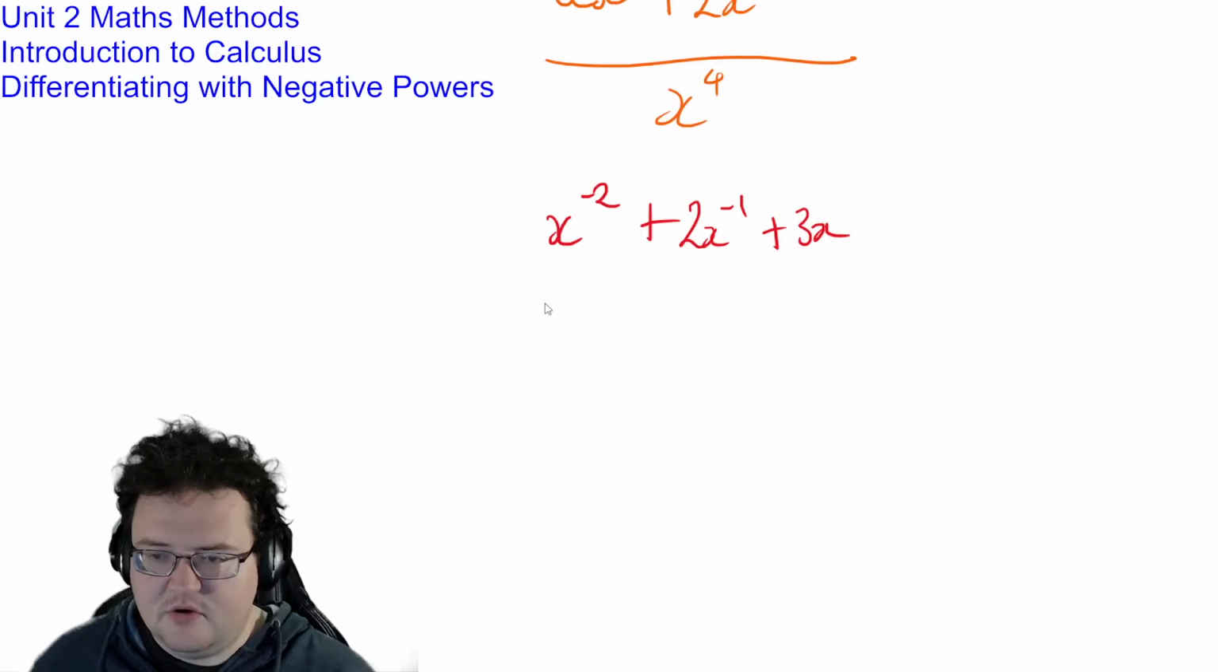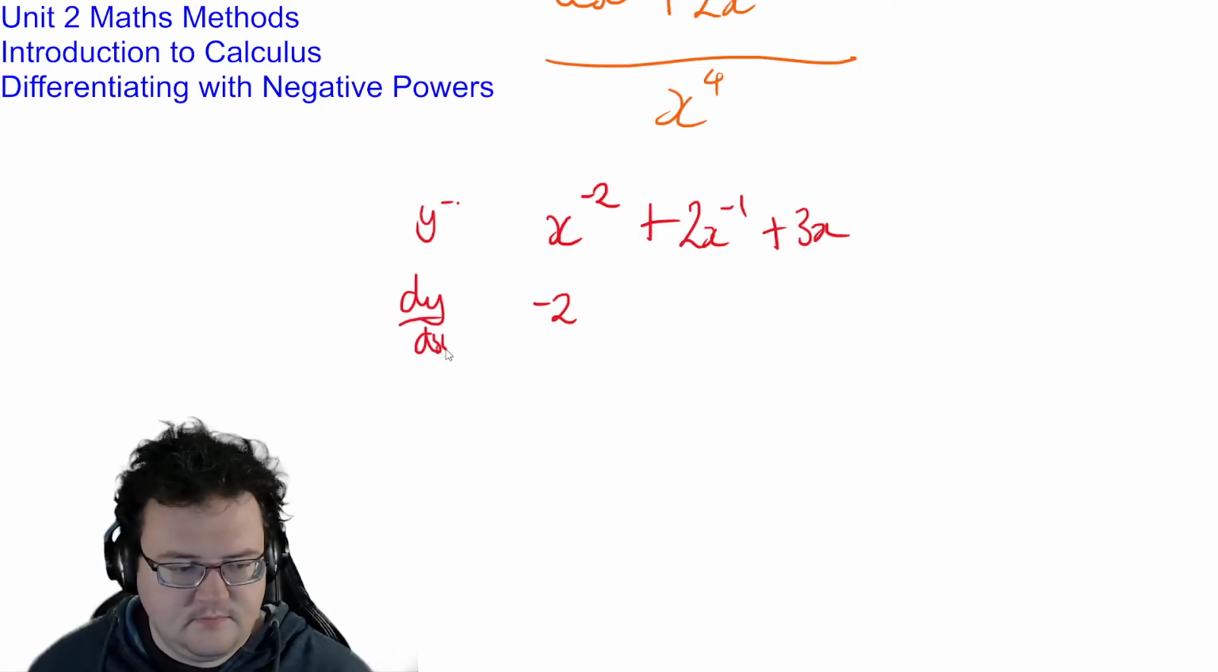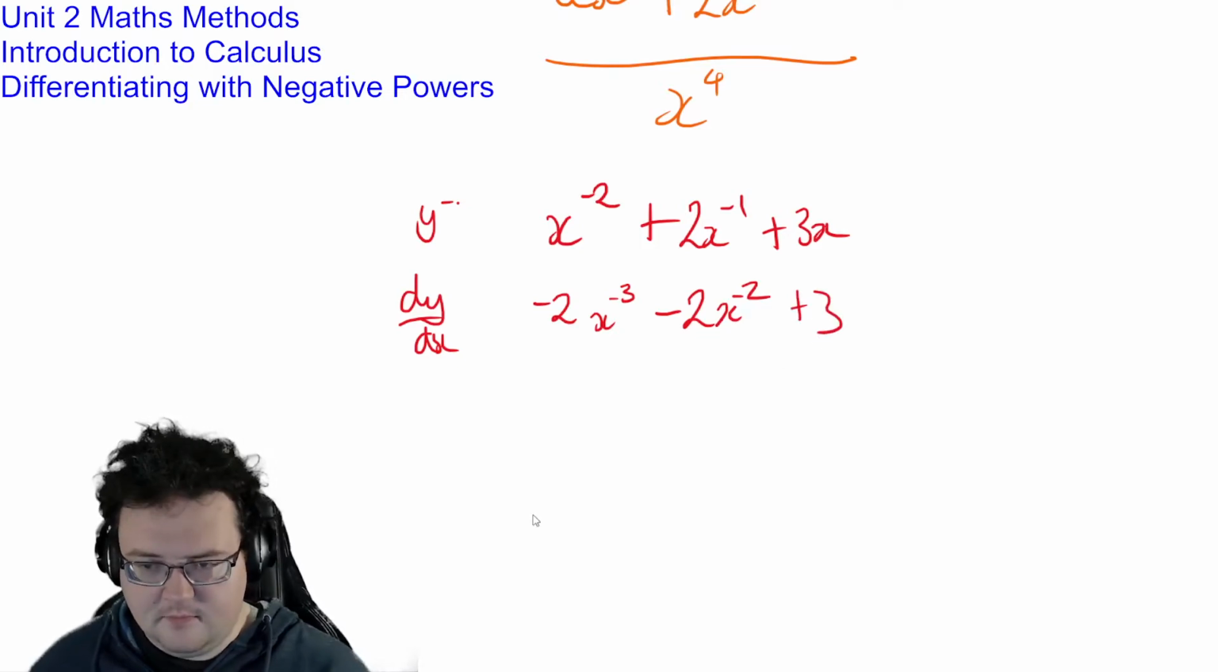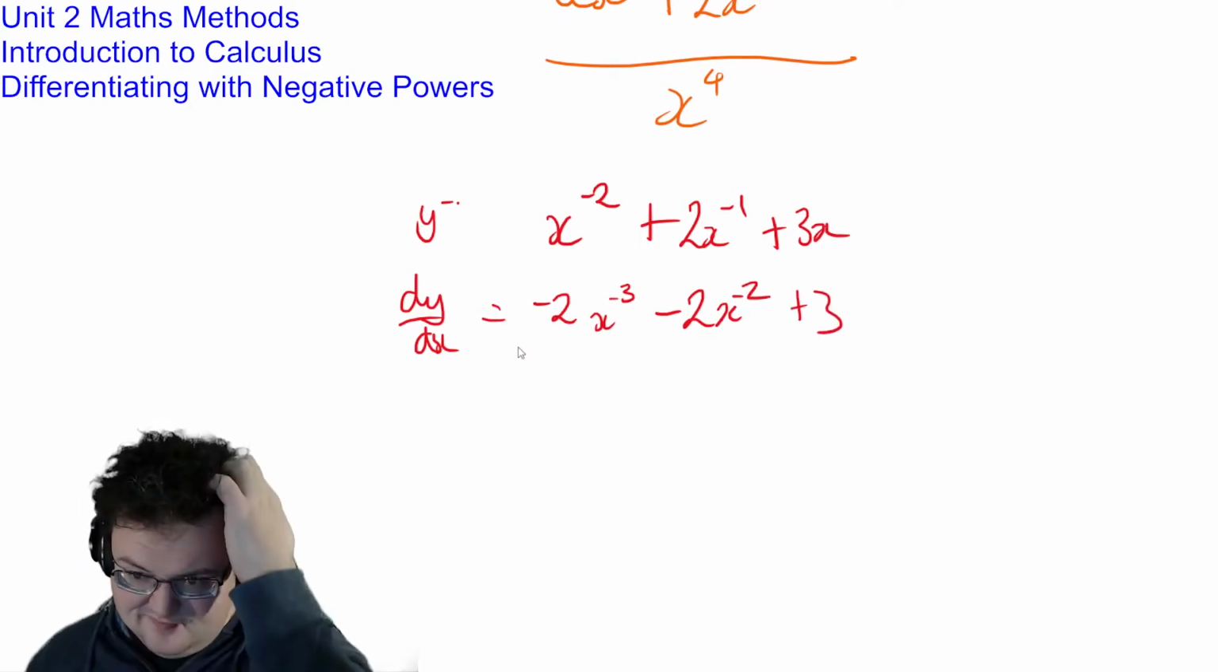X to the minus 2. Minus 2 comes down, so this is just y. So we're doing dy dx. Minus 2, x to the minus 3. Minus 1 comes down. And then plus 3 on the end.